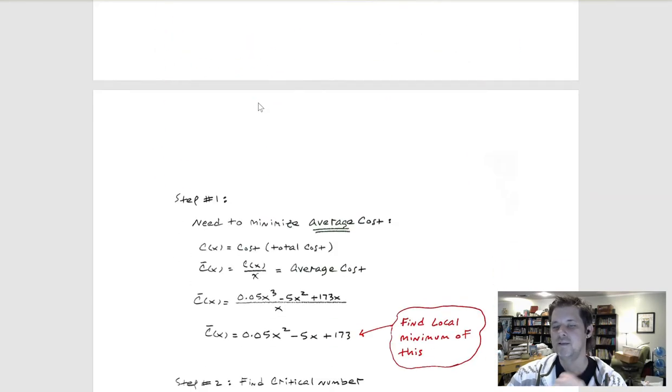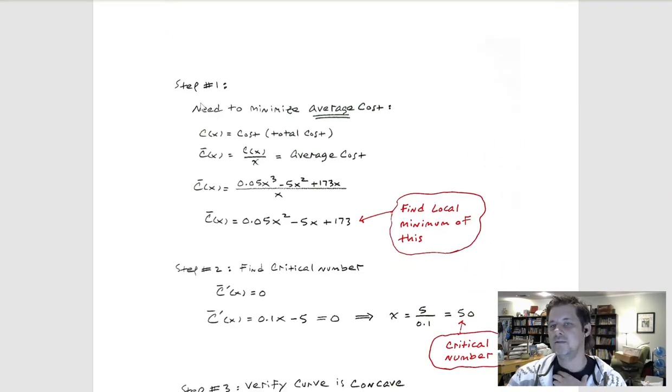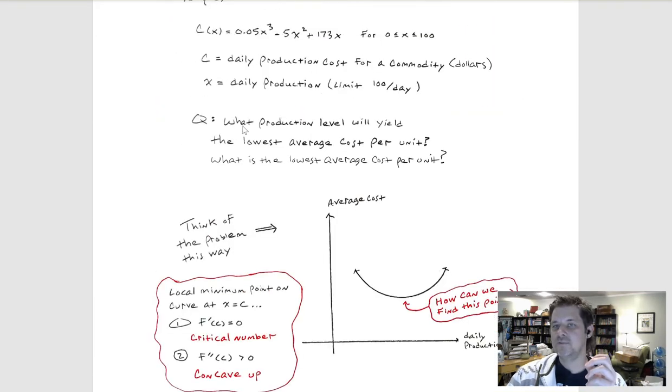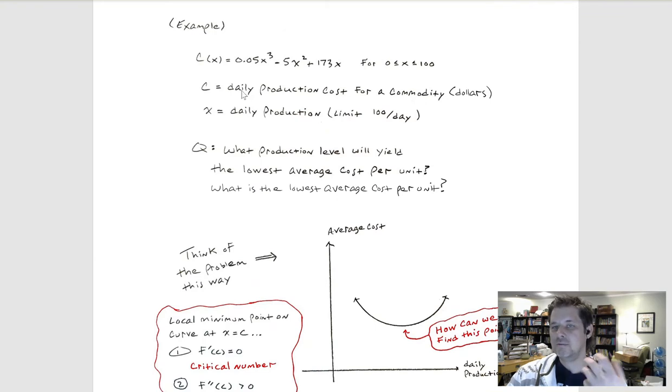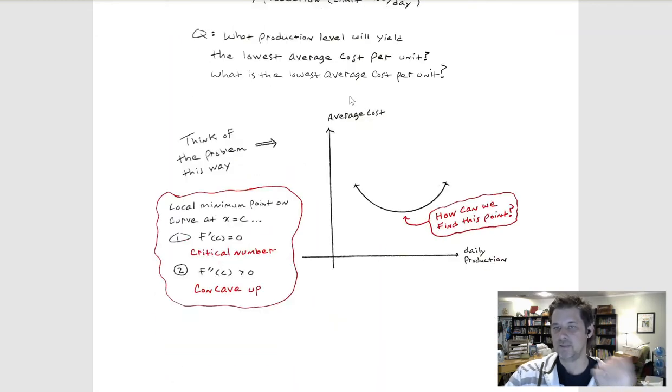First thing, I noticed that the question said I want to minimize the average cost. So c of x, this function that was originally given, that's the total daily production cost. Average cost is like it costs so many dollars per unit. It's not the total cost for producing all the units throughout the day.